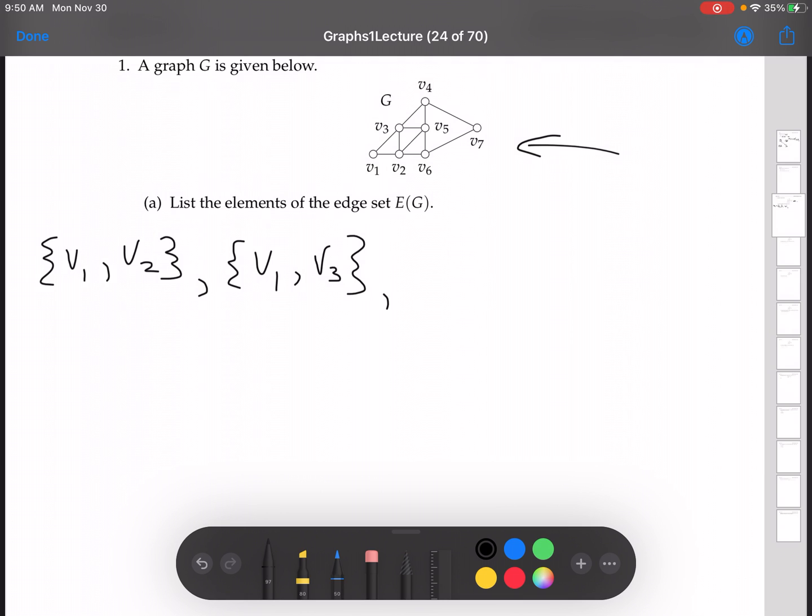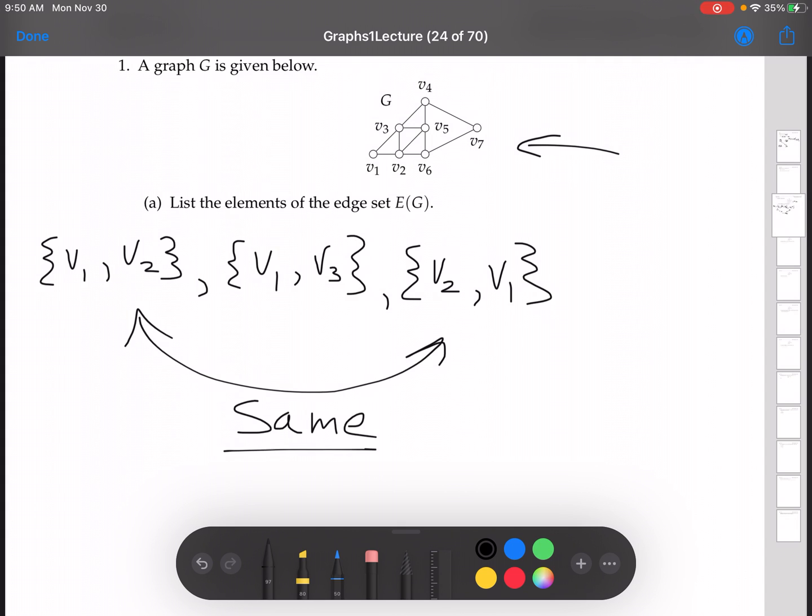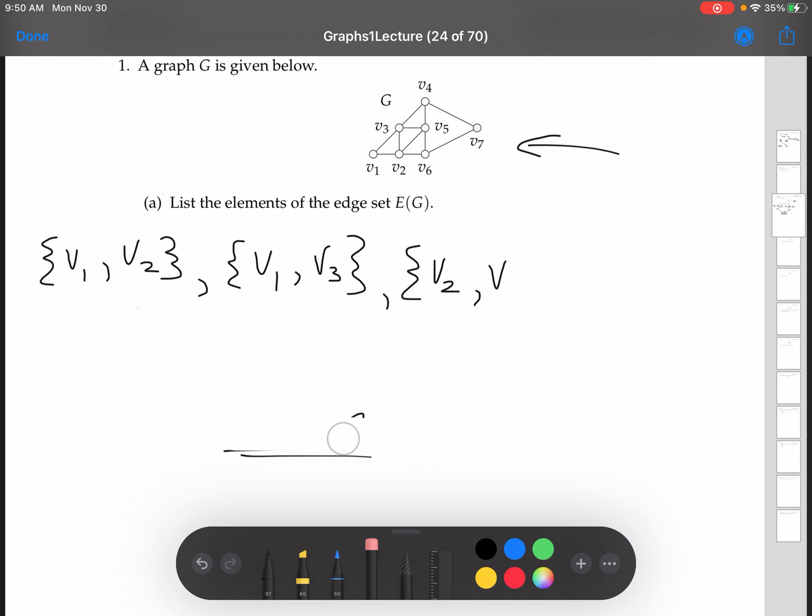All right, now let's move on to V2. Let's see, V2 is connected to V1, but this is overkill. This is saying the same thing twice. These are the same. Very important to make that distinction, right? So we really don't need to write V1 here. We've already listed that one out. So V2, V1, V2, V3.